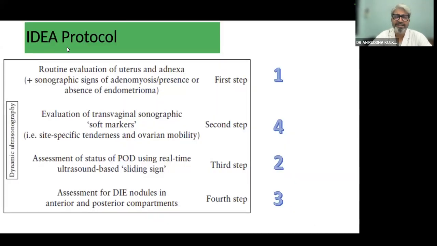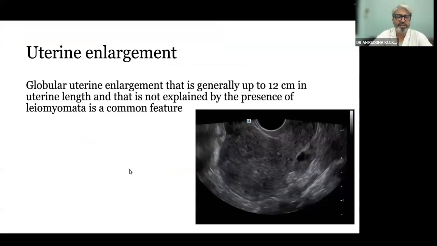The IDEA group has defined a protocol to identify deep infiltrating endometriosis in a four-step fashion, out of which the first and foremost step is sonographic signs of adenomyosis and looking for presence or absence of endometrioma, followed by soft markers on transvaginal ultrasound for site-specific tenderness, assessing the status of the POD for sliding sign, and assessing deep infiltrating endometriosis nodules in the anterior and posterior compartment with the view of transvaginal ultrasound.